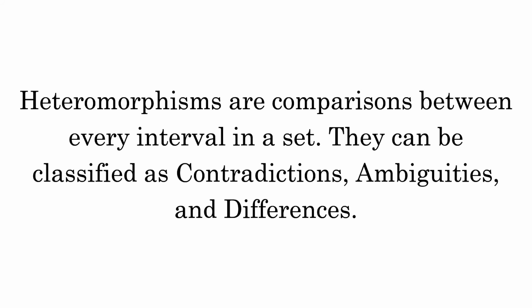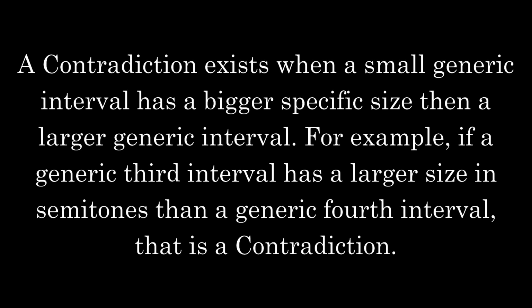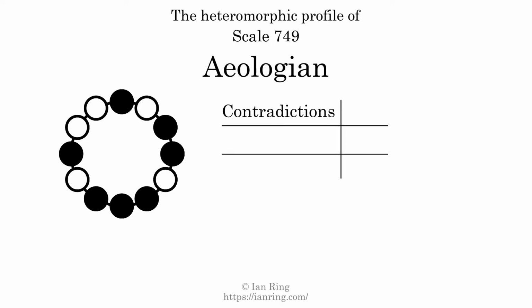Heteromorphisms are comparisons between every interval in a set. They can be classified as contradictions, ambiguities, and differences. A contradiction exists when a small generic interval has a bigger specific size than a larger generic interval. For example, if a generic third interval has a larger size in semitones than a generic fourth interval, that is a contradiction. The number of contradictions in this scale is 19.